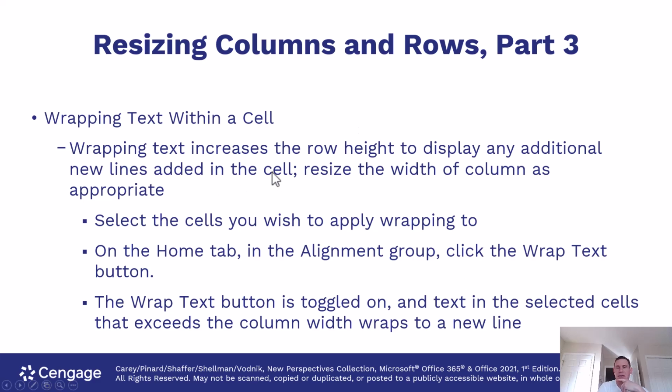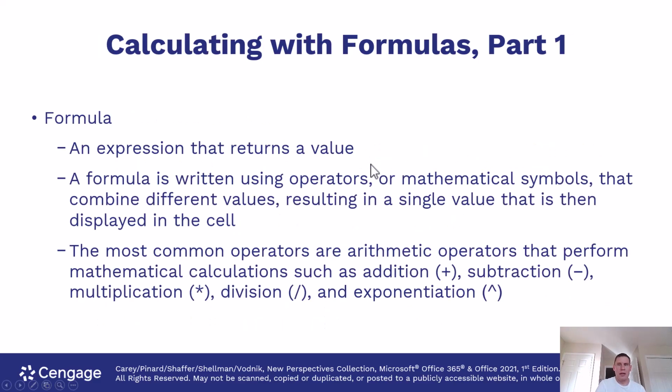Wrapping text increases the row height to display any additional new lines added in the cell. So you can resize the width of the column as appropriate. What you do here is select the cells you wish to apply the wrapping to, go up to the Home tab, in the Alignment group, click the Wrap Text button, and if the Wrap Text button is toggled on, the text in the selected cells that exceeds the column width, rather than going across, will just start going down to a new line.